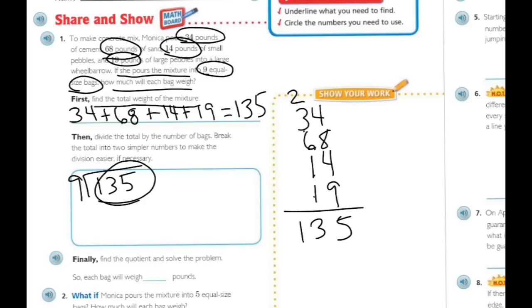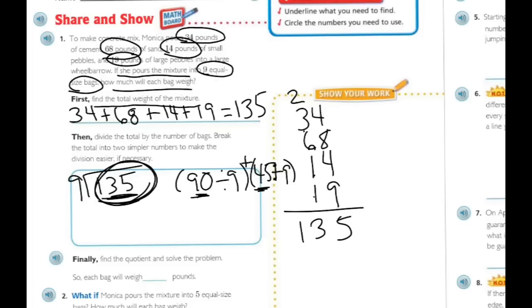I always look for the groups of 10. So 10 goes into 9 90 times. So if I'm going to break 135 into 2 parts and one of them is going to be 90, I'm going to have left over 45. So that means I'm going to have 90 divided by 9 and 45 divided by 9. Again, 90 and 45 makes the 135. That's where I got the 90 and the 45 from.